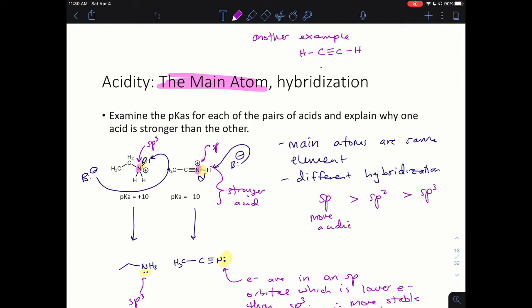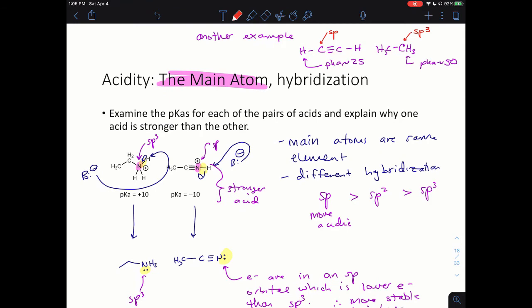So the alkyne has a pKa of about 25. That's not a negative sign, that's about 25. Whereas an alkene or an alkane, I'll just show an alkane here, has a pKa of about 50. So much, much, much less acidic. And of course, the difference between these two carbons is simply their hybridization. So sp versus sp3.